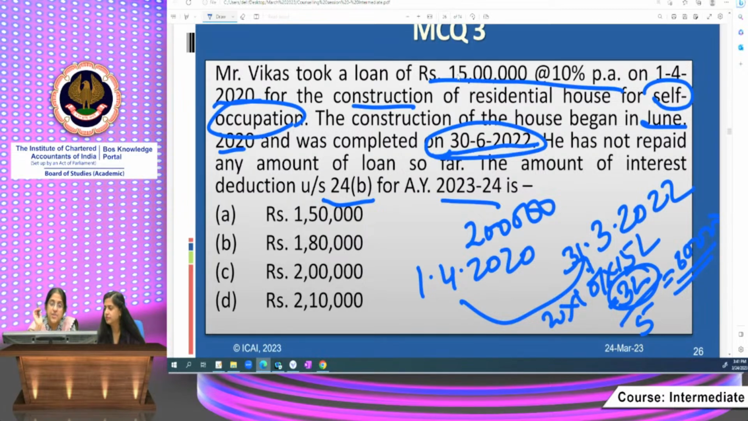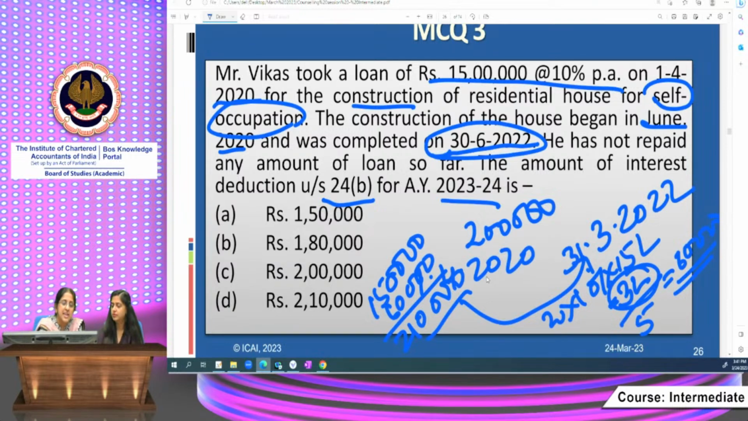This is in addition to current year interest. What is my current year interest? 15 lakh into 10%, 1,50,000. So I'm eligible for 1,50,000 plus 60,000, that is 2,10,000. Had it been a let-out property, I would have got the full 2,10,000. But this is a self-occupied property, for which the maximum deduction is 2 lakh. So the correct answer is 2 lakh, because it's self-occupied. Had it been let out, the correct answer would have been 2,10,000. I hope it is clear, Puneet.